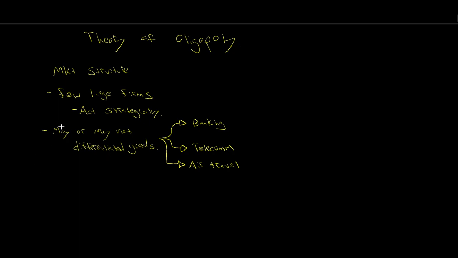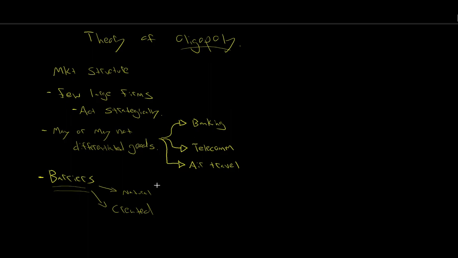The final determinant of market structure is our barriers. In this case, oligopolies do have barriers to enter and exit. This is really why oligopolies exist and why we don't have new entrants coming in, why we don't have more competing in air travel, telecom, and banking. It's because of these barriers that are put up. And these barriers are the exact same barriers we talked about when we looked at monopoly. We have both natural as well as created. And these created barriers can be either legal barriers or other barriers created by the firm itself.